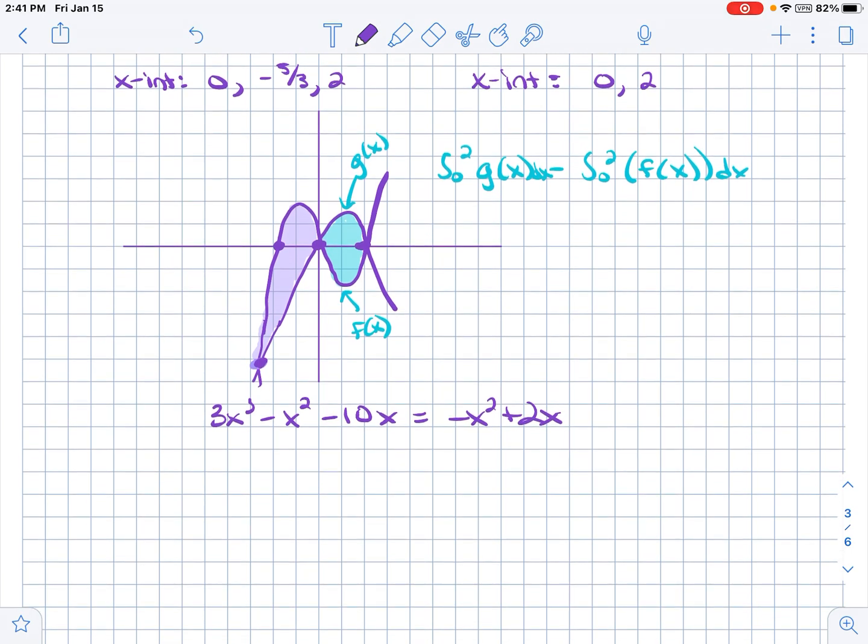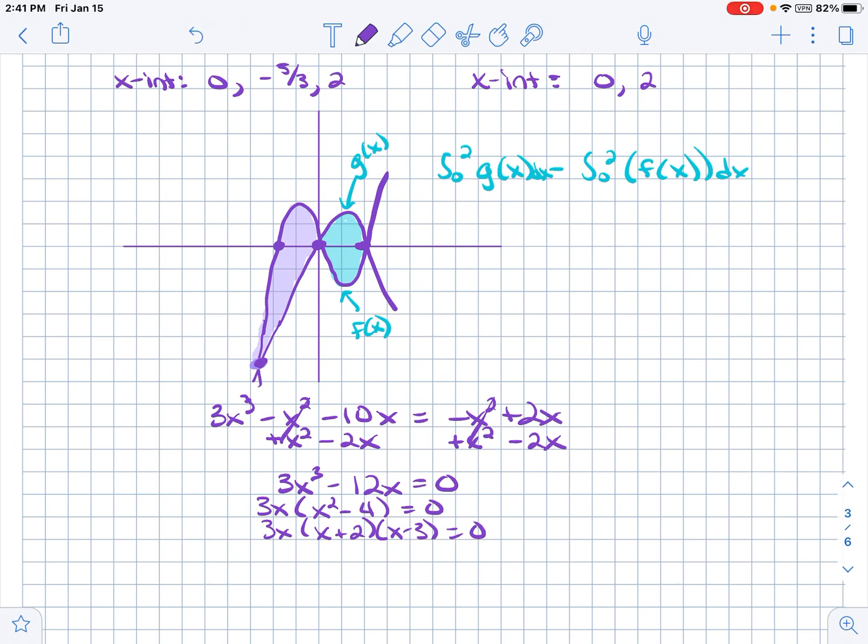So let's solve this. Let's find out where they intersect each other. So I'm going to add this x squared over to the other side, which is great. Those both cancel. I'm going to subtract the 2x to the other side. So I end up with 3x cubed minus 12x equals 0. I'm going to solve this. So I'm going to factor a 3x out of both of those. And if I factor some more, I see now that those two graphs intersect at x equals 0, x equals -2, and x equals +3.